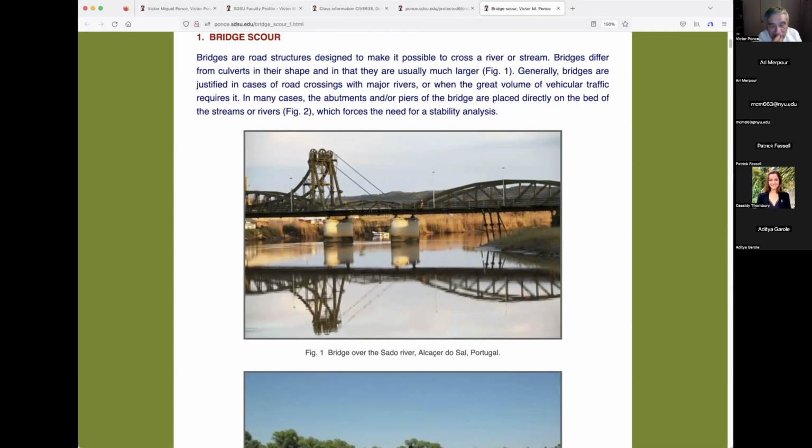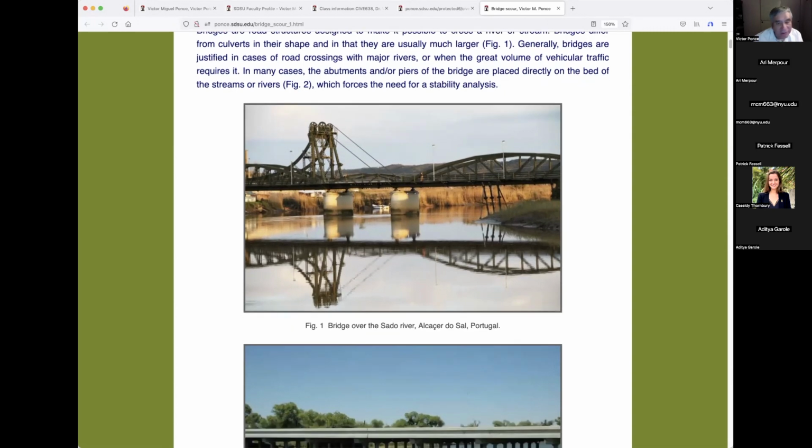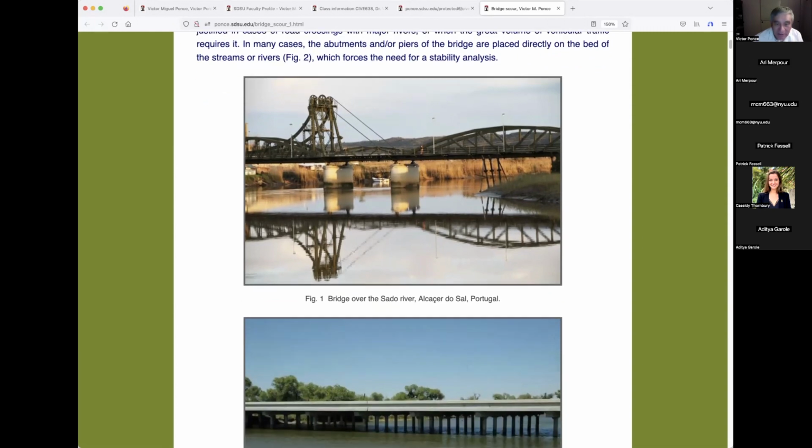This is the Alcácer do Sal in Portugal. And the river is the Sado River. Sado in Portuguese means salty. It's a salty river. Exactly why, I don't know. But there are some rivers that are salty. That depends on where they go through and so on and so forth.